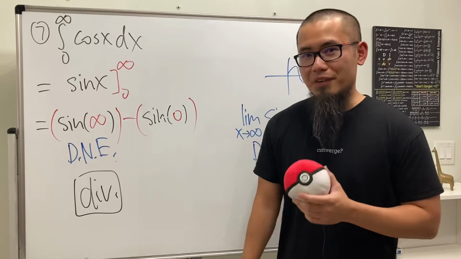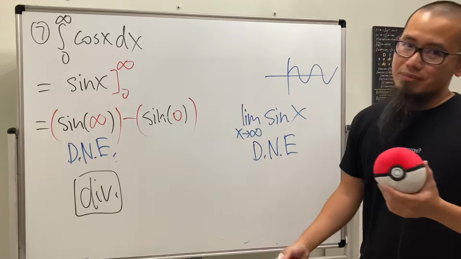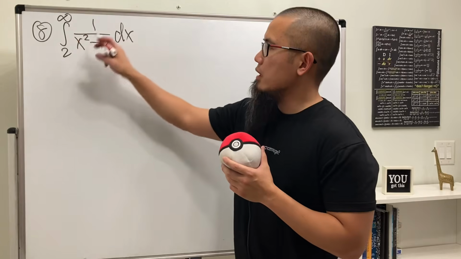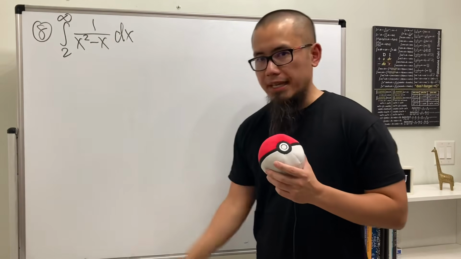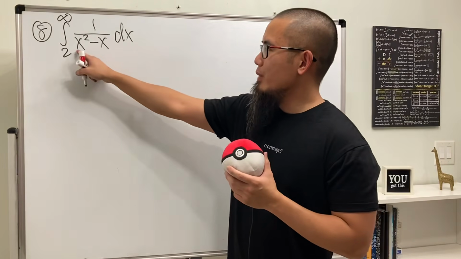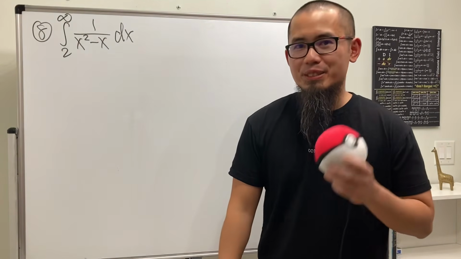It's just that you don't have a finite value that this is approaching. That's all. Number 8, we are going to integrate from 2 to infinity of 1 over x squared minus x. How do we integrate this? Well, look at the bottom. Can we factor it? Yes.